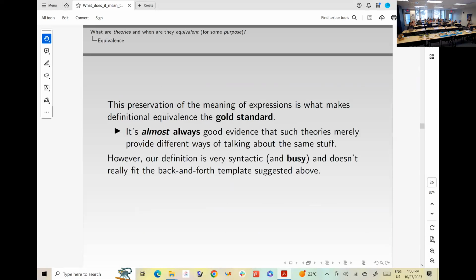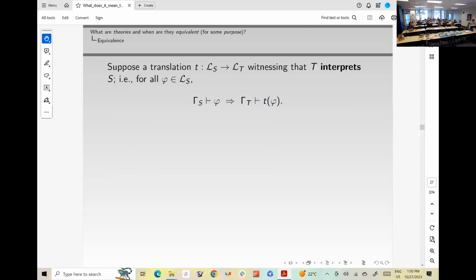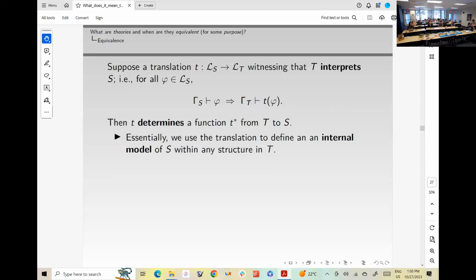However, this definition is very syntactic and busy, and it doesn't really fit my back and forth template so well. So there's a semantic point of view which is better. Okay. So suppose we have a translation from LS to LT, and T interprets S. So this means gamma T proves everything S does via the translation. Well, this then determines a function which we might call T star from the structures of T to the structures of S. That's a really simple kind of idea. Essentially, we're using the translation to define an internal model of S within any structure of T. So you're in a model of T, and then you describe inside it a model of S.